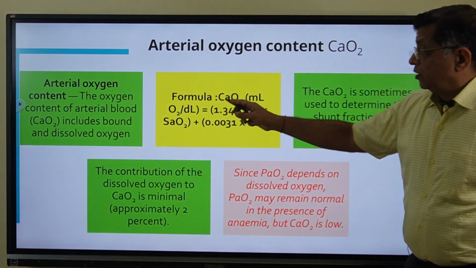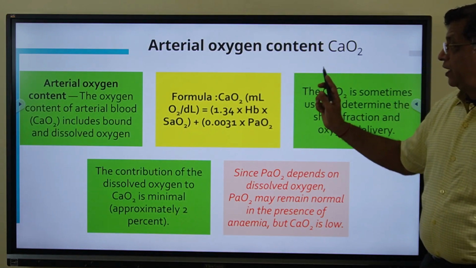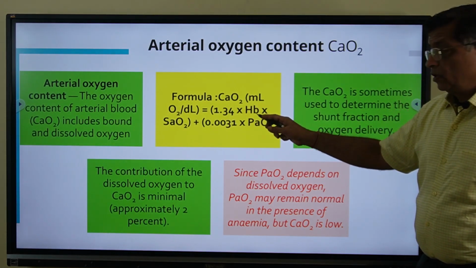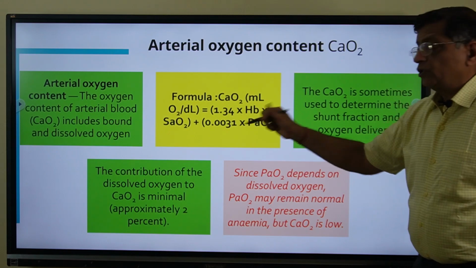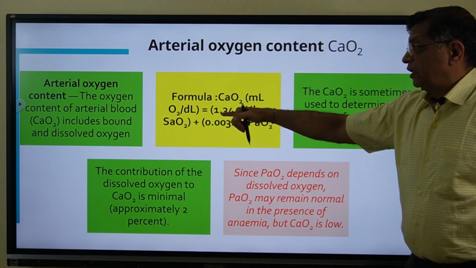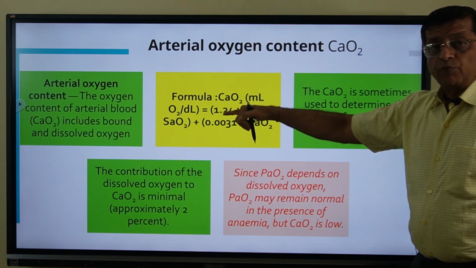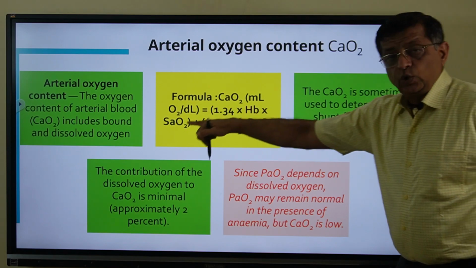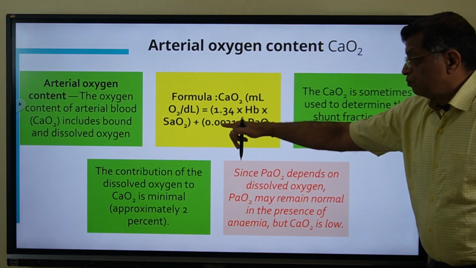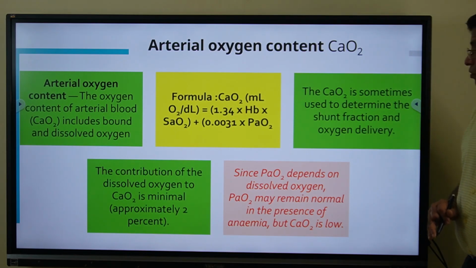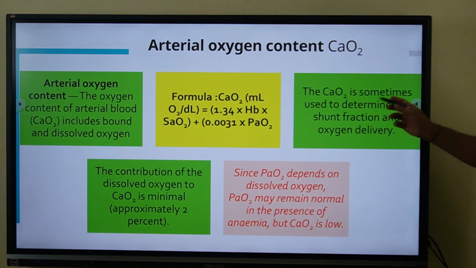So the formula for oxygen content is 1.34 times hemoglobin times SaO2. Why 1.34? This is the capacity of hemoglobin to combine with 1.34 mL of oxygen per gram. So it is 1.34 times hemoglobin times SaO2 plus 0.0031 times PaO2. This is sometimes used to determine the shunt fraction and oxygen delivery.